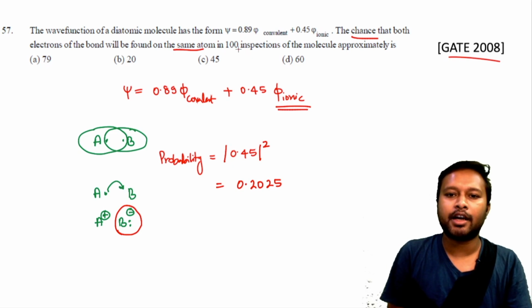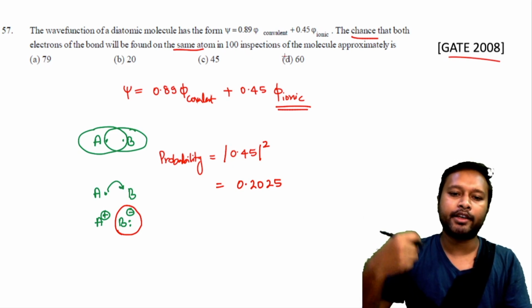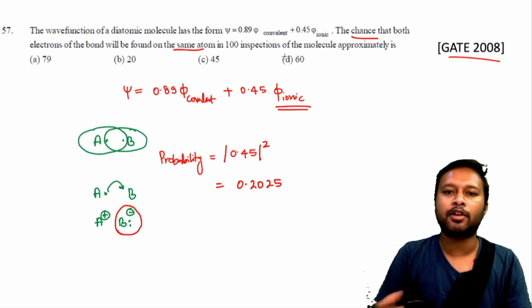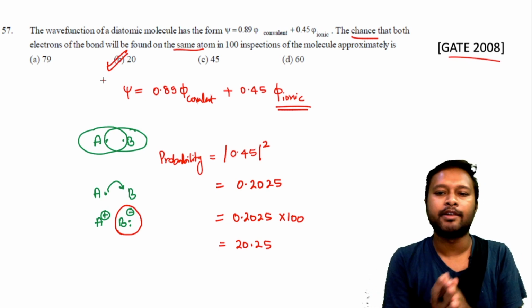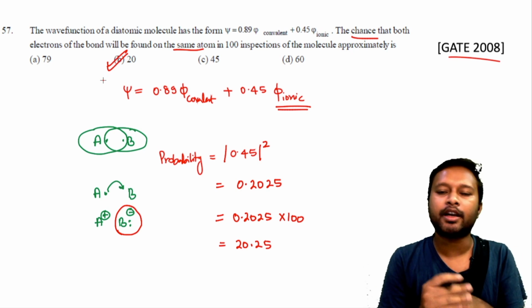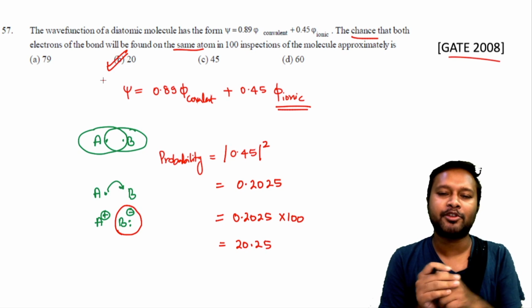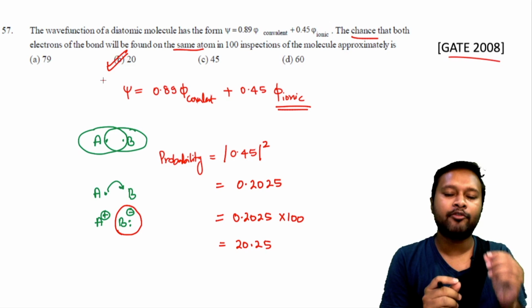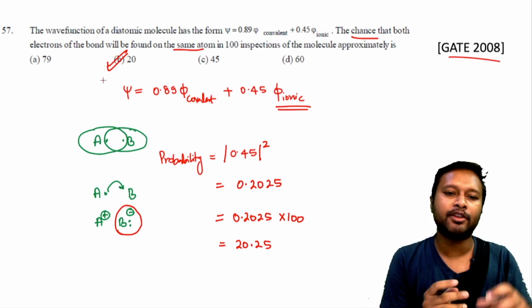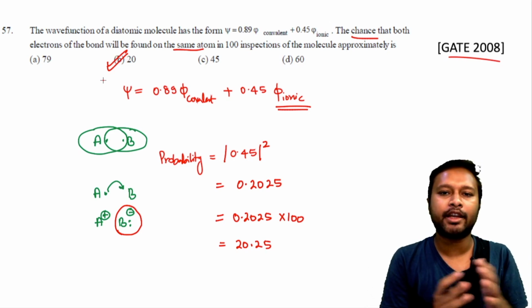Now they are asking in percentage, that means you have to multiply it with 100 to get it in the form of percentage. Okay, so 0.2025, just multiply it with 100 and you are going to get 20.25. That means the correct answer is option number B, which is around 20. So see how simply, although the question was a little complicated, you have applied whatever you have studied to solve this question. You just need to know the basic idea of ionic and covalent bond.